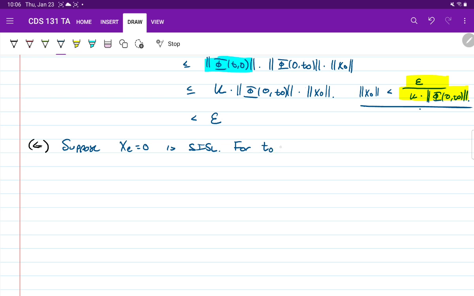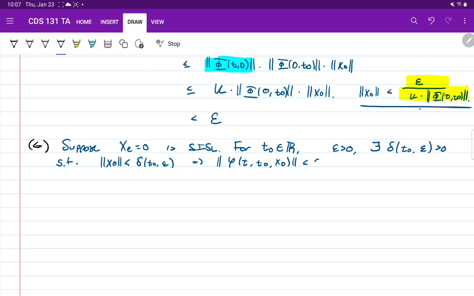So for a fixed time t naught in R, what we have is, for a fixed epsilon greater than 0, there exists a delta, which potentially depends on t naught and epsilon. This is greater than 0, such that the norm of x naught being less than delta of t naught comma epsilon implies that the norm of phi of t, t naught, x naught will be less than epsilon for all t greater than or equal to t naught. Okay, so here I'm just using this delta of t naught, epsilon to emphasize the fact that this depends on t naught and epsilon.